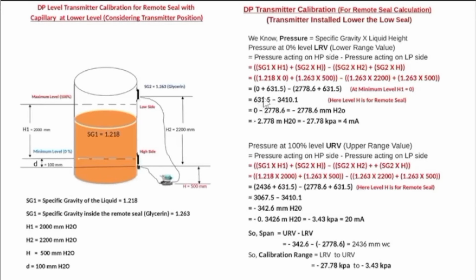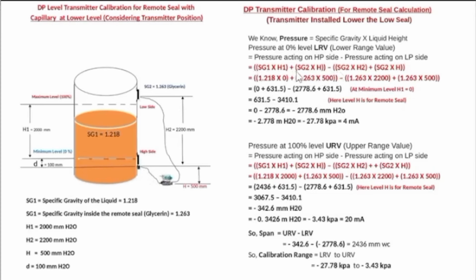Here we will see the transmitter position likely 500 millimeter below the remote seal level, and at this stage finally we get the same result. Here specific gravity into H1, this height, and plus specific gravity into H, this height, because inside the capillary remote seal the liquid is glycerin and specific gravity 1.263, and for this height this pressure will be added.